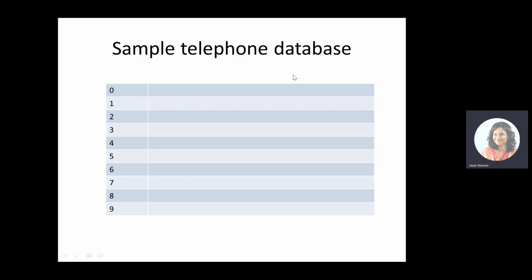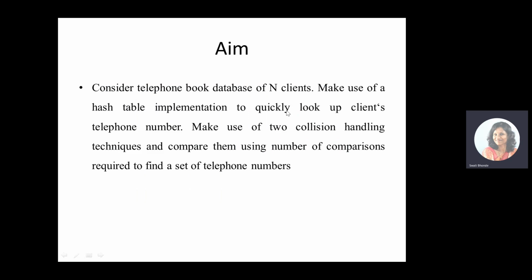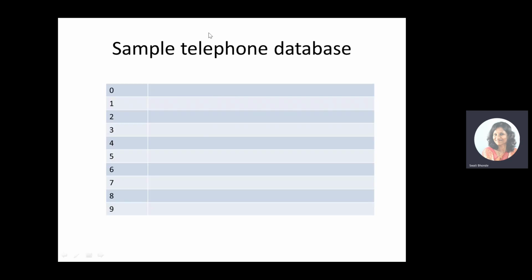Consider this as a sample telephone database. Basically, this is going to be a hash table. If I consider the size of the hash table as 10, the indexes will be in the range of 0 to 9, that is total 10. Now, as we have already seen, in this particular program the input entered by the user will be the telephone number of a client. Whenever we have to store any entry in this hash table, we have to apply the hash function. After applying the hash function, it will return the hash index where that particular number has to be stored.